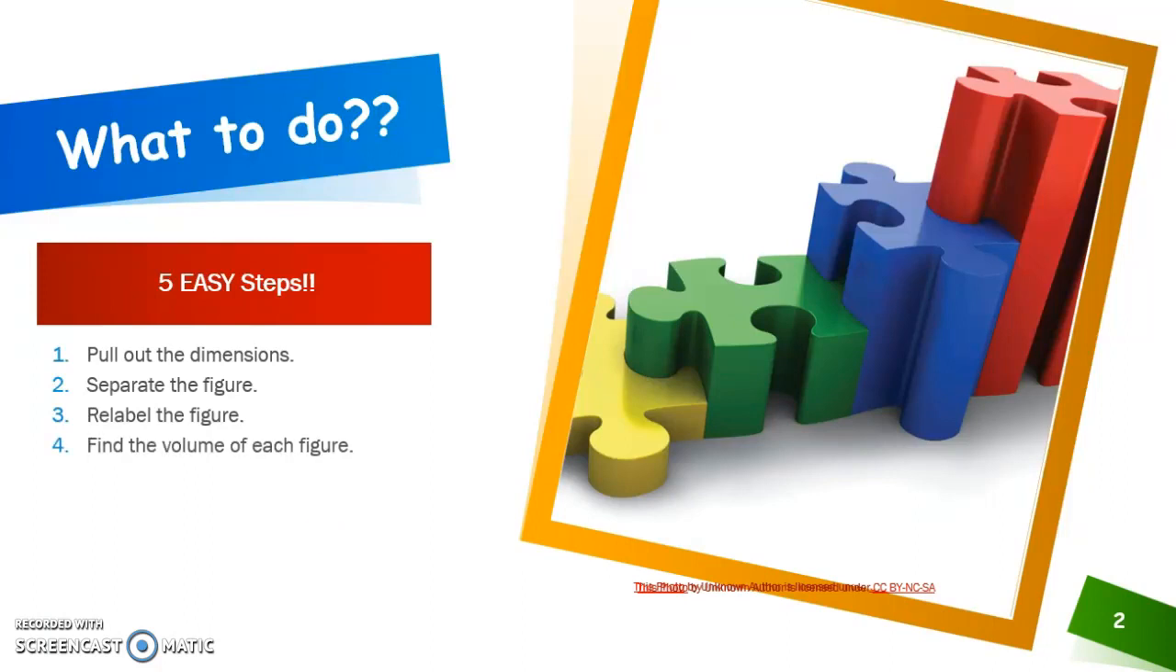Step 4 is to find the volume of each figure. And by this point, we already know how to find volume of rectangular prisms. So it's length times width times height, which we already know, and it's measured in cubic units. So anytime that we find the volume, we have to put the unit in cubes. And we know that looks like inches cubed or feet cubed or centimeters cubed. And the last step is to add the volumes together. And then you are done.